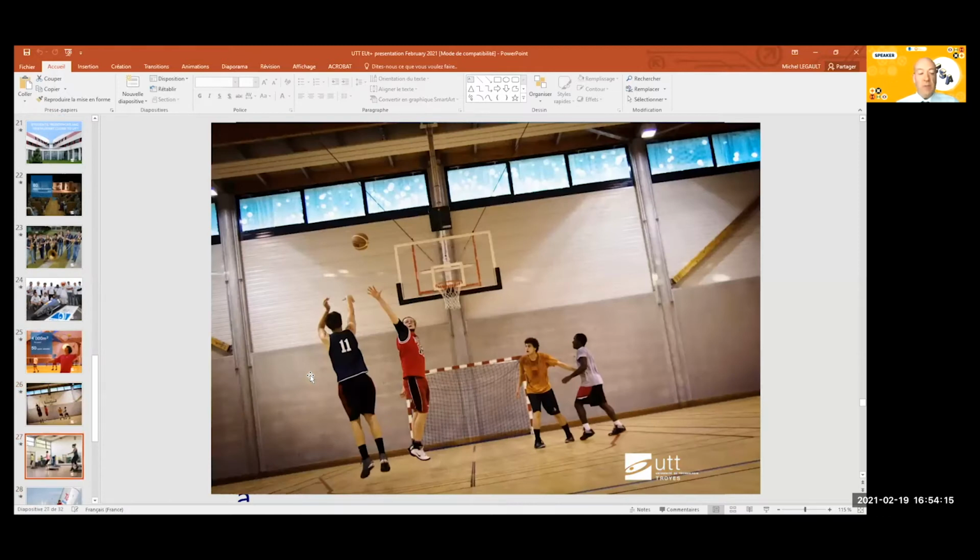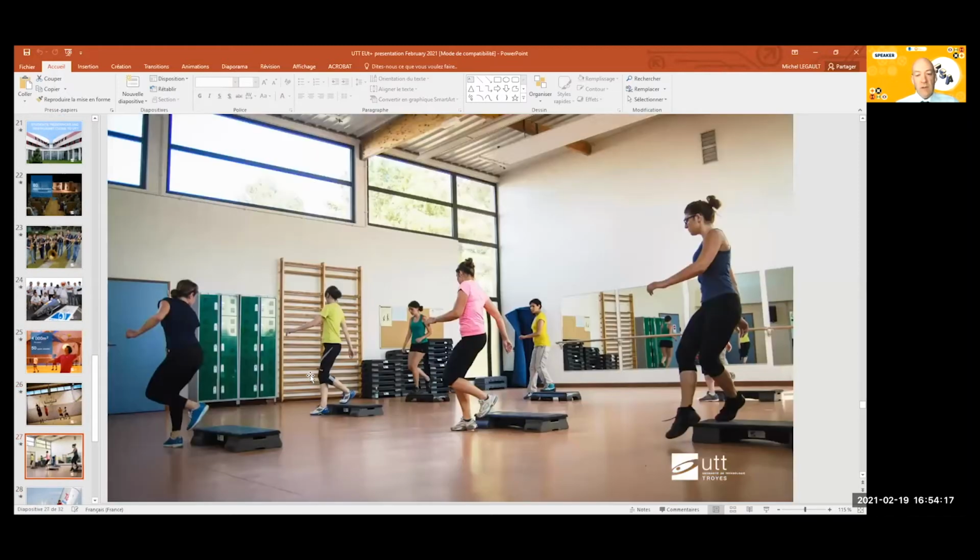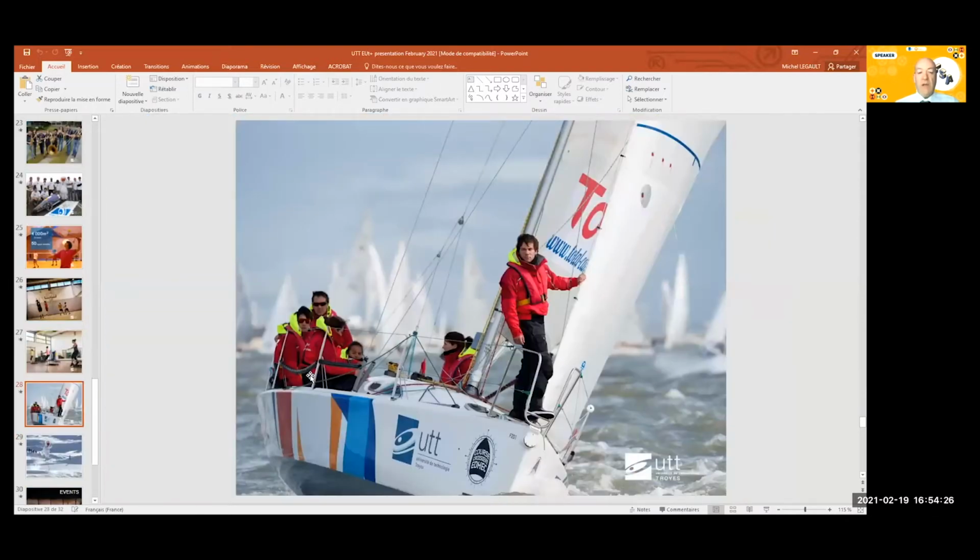There are team sports. There are also sports that are more like fitness kind of activities or individual kind of activities. We also have sports activities that will take place outside the UTT walls. Like, for example, we have a sailing team.